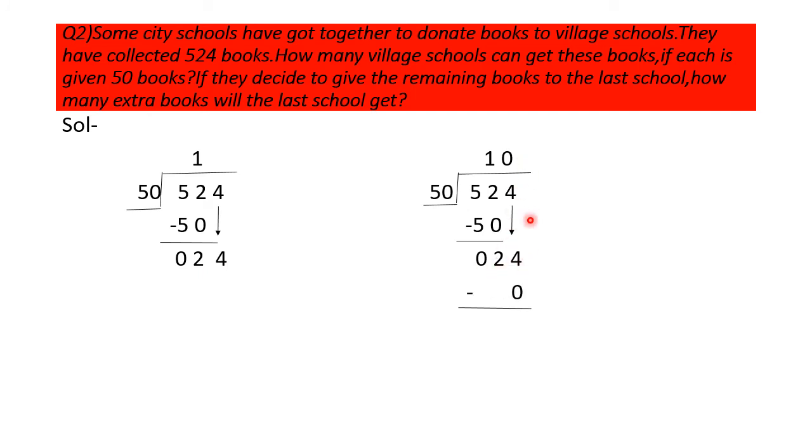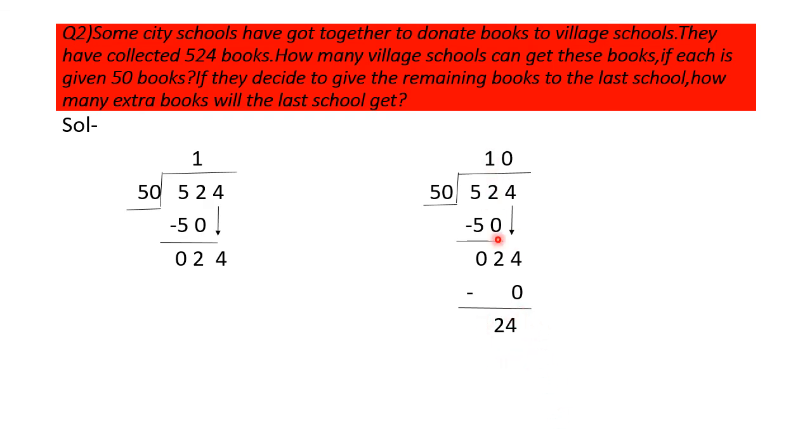Now, as we know, there is no other digit left on the right side of the number. We have already brought down this 4, and 50 cannot divide this 24 because this is a smaller number. So we will just multiply 50 by 0. In 0 times we will get 0, and this 24 will come down. So like this, children, the answer we have got for how many schools are present in the village is 10. But the books left over for the last school will be 24.